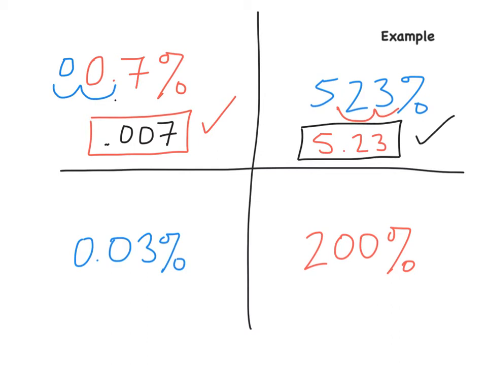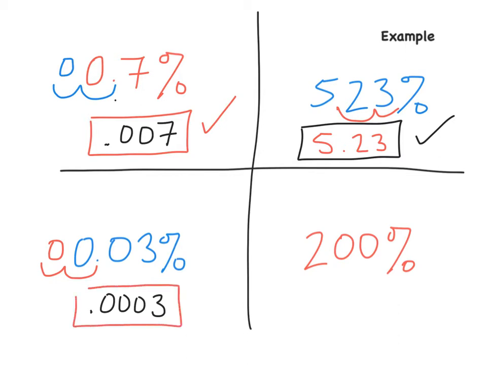What I want you to do is pause the video and try these two at the bottom. We have 3 hundredths percent and we have 20%. So let's see here. We have 3 hundredths percent. What we do is take away the percent sign and move the decimal point 2 places to the left. If we do that, add in that extra 0. So we would have 0.0003. So our answer would be 3 ten-thousandths.